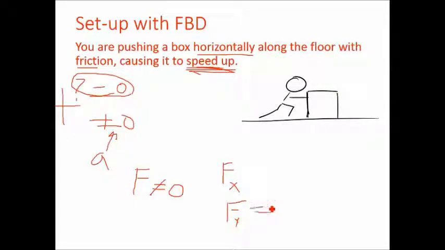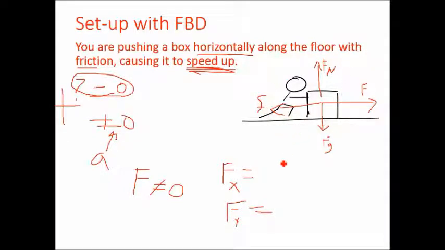As we look at this, draw a free body diagram. Here's the box. Gravity's pulling it down. The normal force is pushing it up. And then you've got your push, that's your applied force. And then you have the force of friction. One thing to note is that it's speeding up, so this side needs to be bigger than that side.